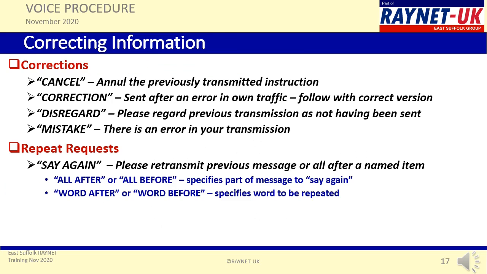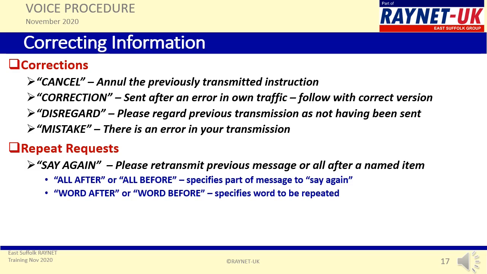Sooner or later, we will need to correct things. The pro words for corrections are cancel, which completely annuls the previously transmitted instruction, correction, which is sent after an error in one's own traffic and followed by the correct version. So I might say number 567, correction 657. Disregard means to disregard the previous transmission completely as if it hadn't been sent. And mistake is sent to another station to say that there is an error in their transmission.